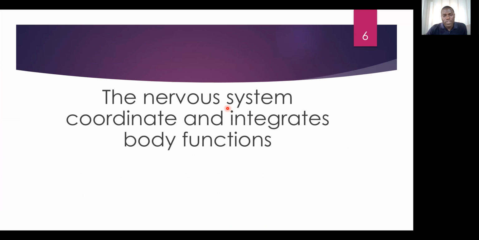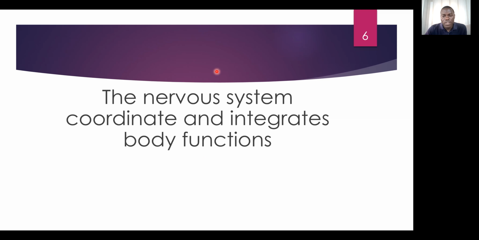Let's look at the role of the nervous system. So the primary function of the nervous system is to coordinate and integrate body functions. The nervous system coordinates and integrates body functions. The nervous system, together with the endocrine system, are the systems that we consider as the integrative systems because they do coordinate and integrate body functions.